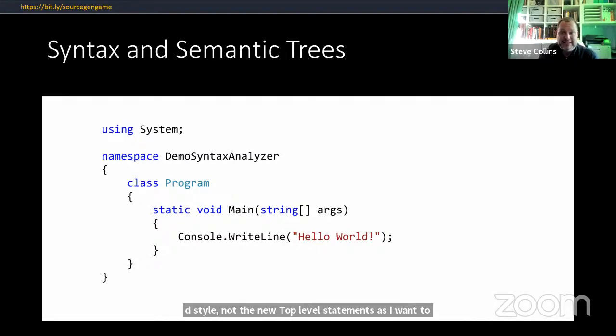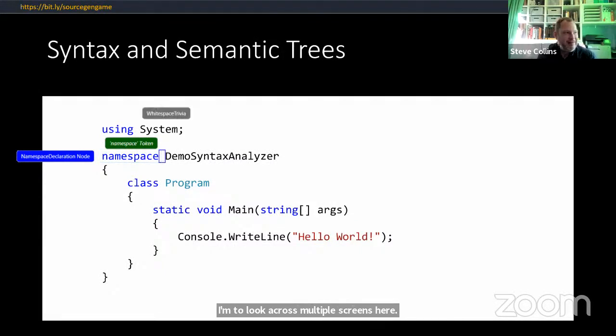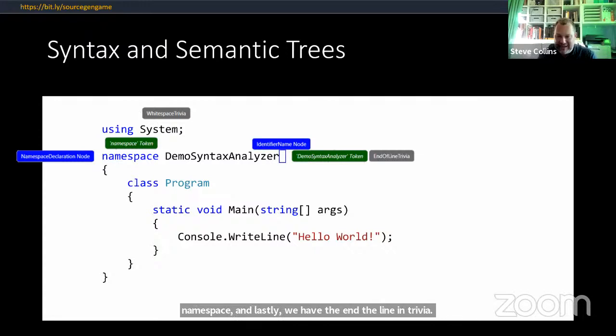So first we have the namespace declaration node that contains all the component syntax in the line. As I said, nodes are containers for other tokens, trivia, and other nodes as well. So inside the namespace node, we have the namespace token. I'm having to look across multiple screens here. Then we've got our white space. And then we've got the identifier token, which is the name we are giving to the namespace. And lastly, we have the line end trivia. So this is how it breaks down into those three categories of stuff that I had in the previous slide.